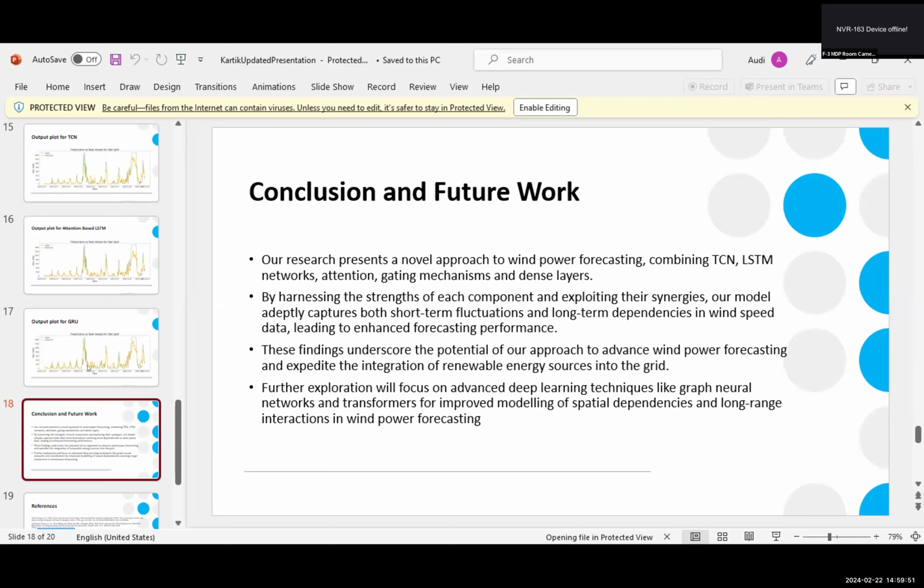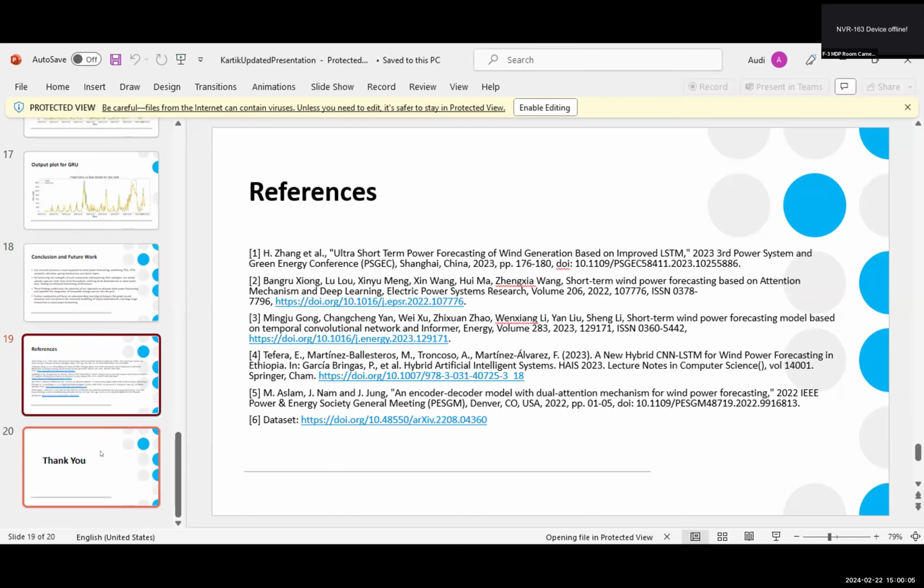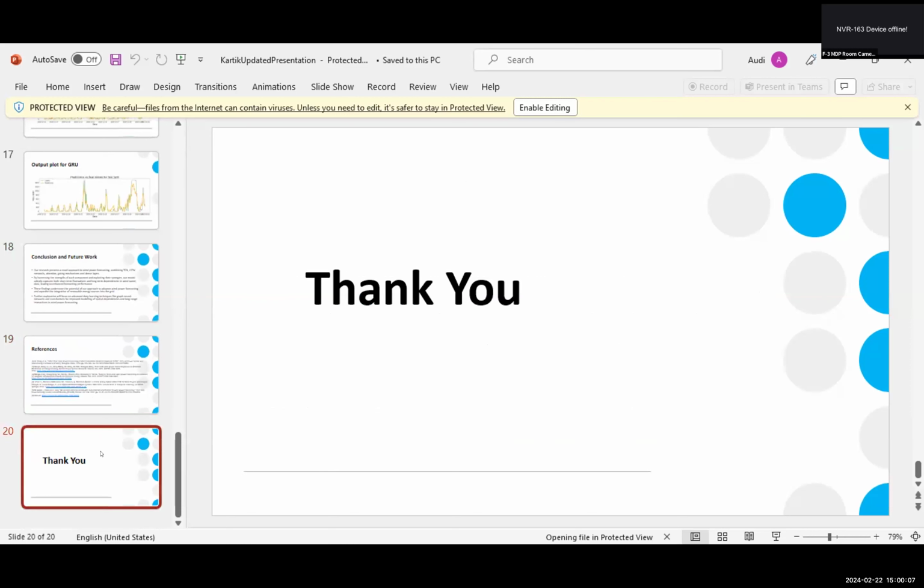Further exploration will focus on advanced deep learning techniques like graph neural networks and transformers for improved modeling of spatial dependencies and long-range interactions in wind power forecasting. These are some of the key references. Thank you.